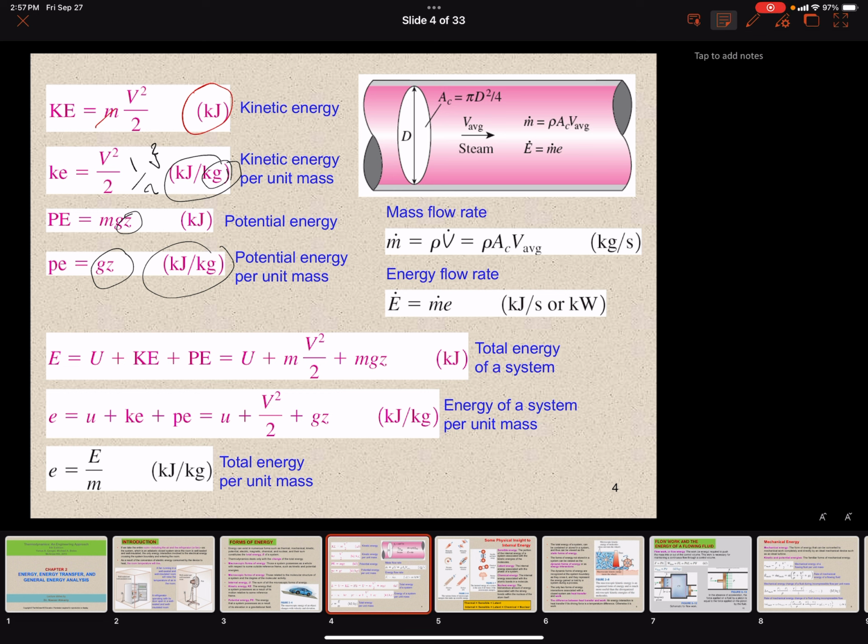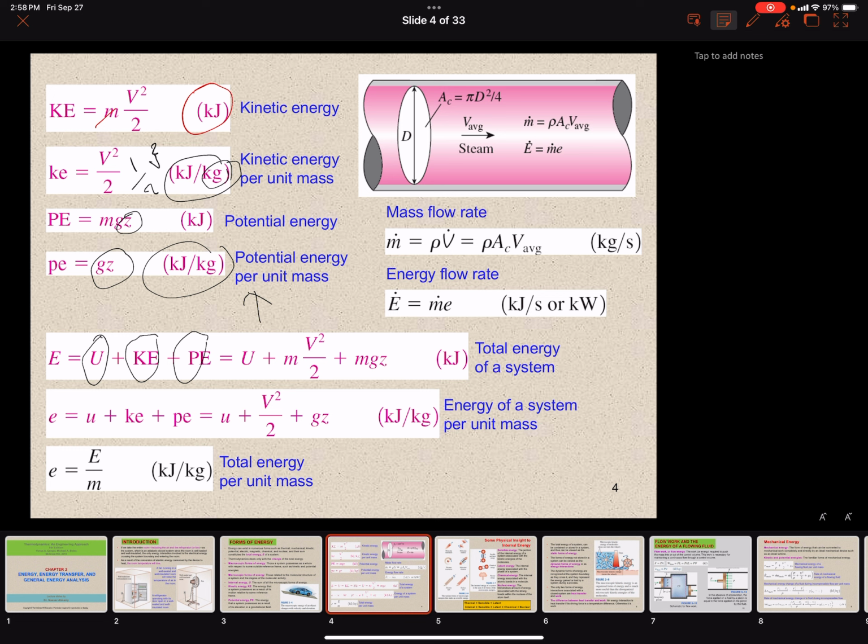Now, as we explained before, the total energy of the system will be the internal energy, which is capital U, plus the kinetic energy plus the potential energy, which means it's the sum of all these different forms of energy. And the details of each term we have already explained here, for the kinetic energy and for the potential energy.